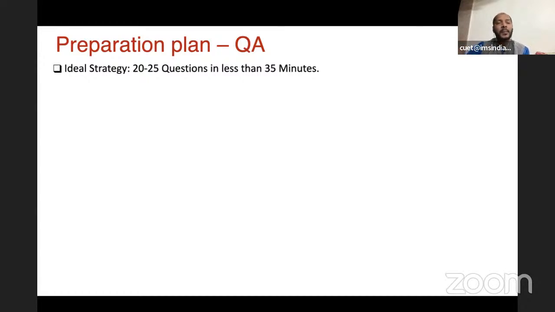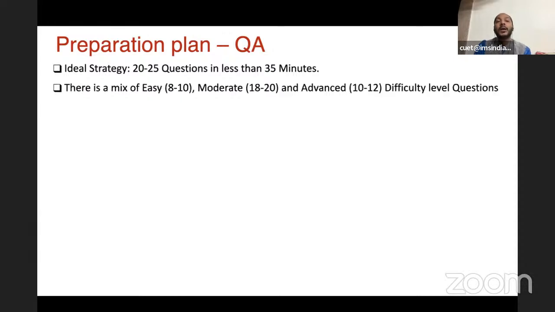So as we had seen in the paper pattern slide, ideally you should plan to attempt around 20 to 25 questions in less than 35 minutes. There are some easy questions also, some moderately difficult questions also, and some very difficult questions also. Generally, students who aim to score really well, who prepared well, but end up doing not so great in the NPAT exam, it is majorly because they end up wasting a lot of time in difficult questions of NPAT, or rather difficult questions of QA.